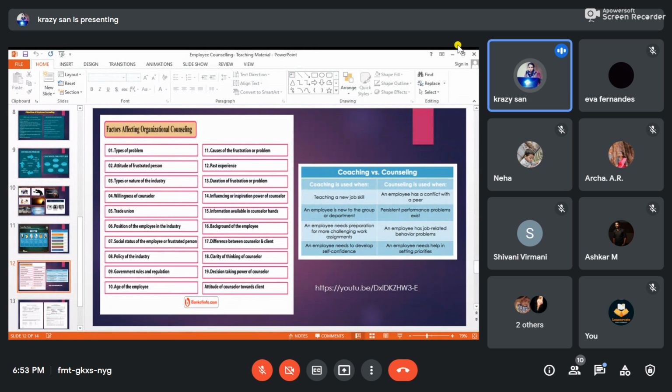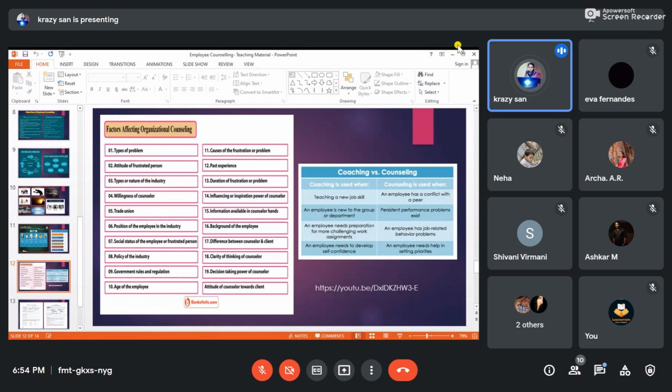When an organization is hiring out for counseling, there are major things which affect it. They are like types of problem, attitude, frustrated people, nature of the industry, willingness of the counselor, trade unions, position of the employee in the industry, social status of the employer, frustrated person, policy of the industry, government rules and regulations, ease of the employee. Sometimes ease also becomes a very difficult barrier for some people, where counseling becomes very dramatic.